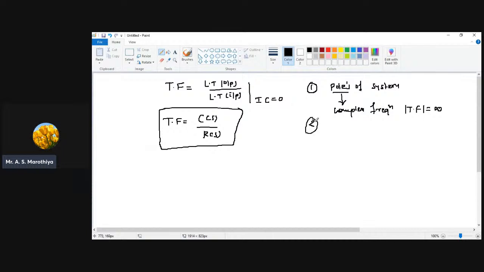In the same way, through transfer functions, we are in a position to find out the zeros of the system. Now, how to define zeros? Zeros are nothing but those complex frequencies where the magnitude of the transfer function is going to be 0. That's why they are called zeros of the system. Then the third piece of information which we can collect from the transfer function is the overall gain of the system.